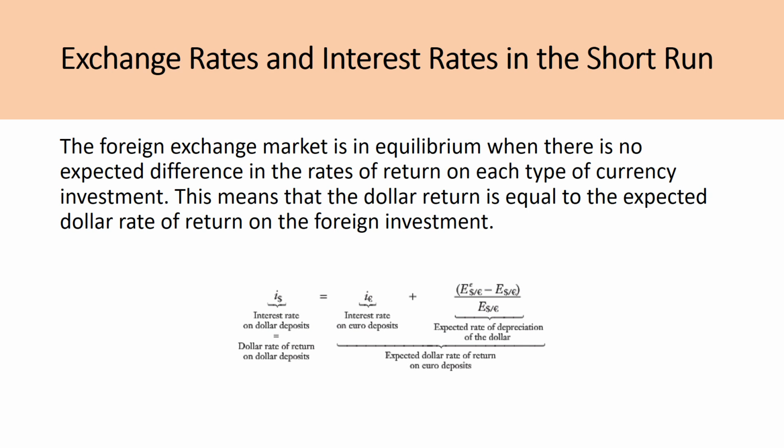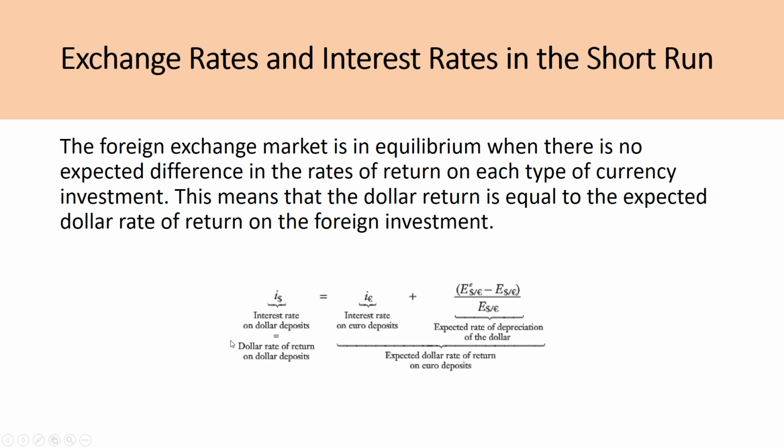So the foreign exchange market is in equilibrium when there is no expected difference in the rates of return on each type of currency investment. This means that the dollar return is equal to the expected dollar rate of return on the foreign investment. Okay, we talked about this in Chapter 2. Now, this is the UIP, the uncovered interest parity formula.